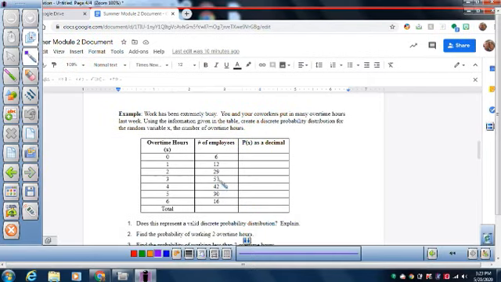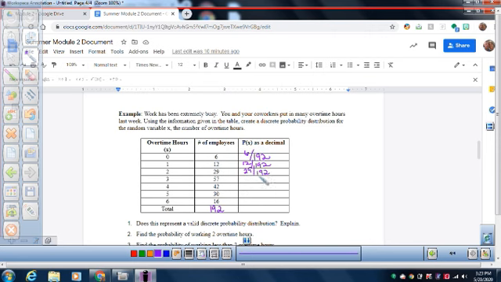So 8, 15, 24, 32. Carry 3, 4, 6, 11, 12, and 7 is 19. So that would be 192. So for my P of X, which is my probability, this would be 6 out of 192. 12 out of 192. And I would encourage you to print this document so that you can, as I'm going through and talking and working these problems, you can write on it as well.